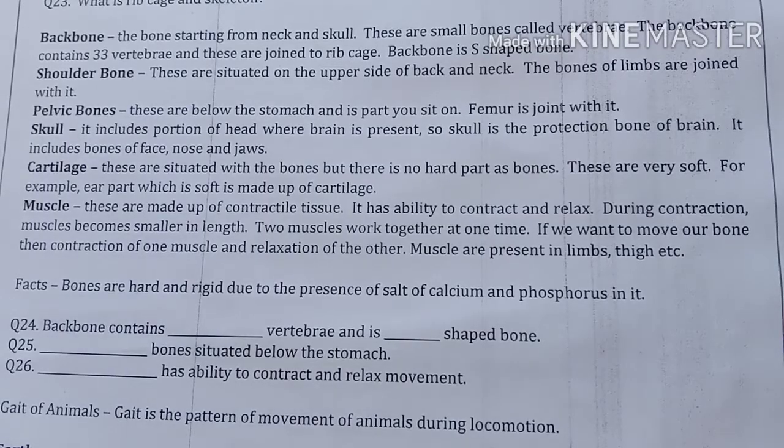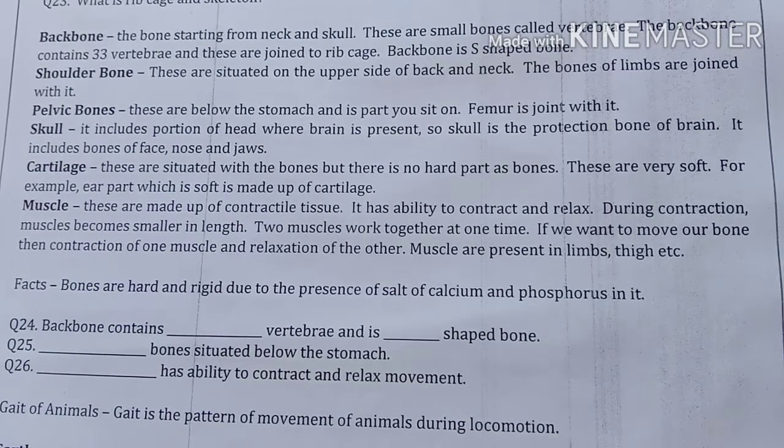Now next, starting from the shoulder bone, these are situated on the upper side of the back and neck. The bones of the limbs are joined with it, means we have discussed in our last class that ball and socket joints. So the shoulder bone has a ball and socket joint. Our shoulder works as a socket and our arm bone works as a ball, means it fits inside the socket, so it fits inside the shoulder. So shoulder bone and arm bone are connected by a ball and socket joint.